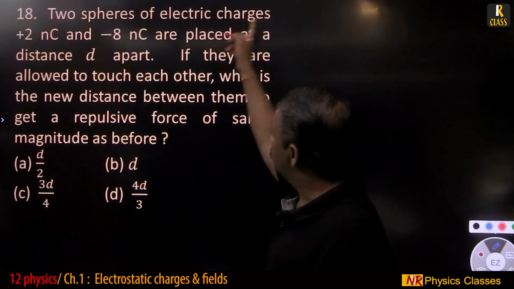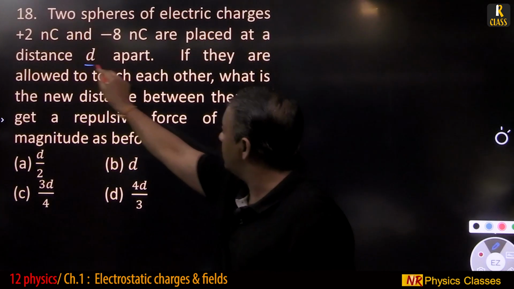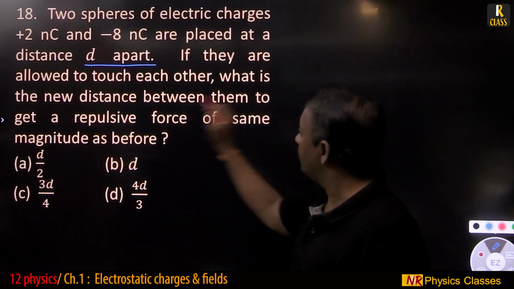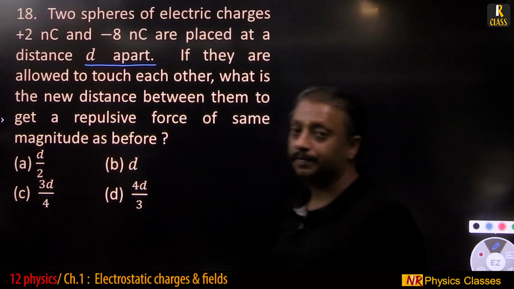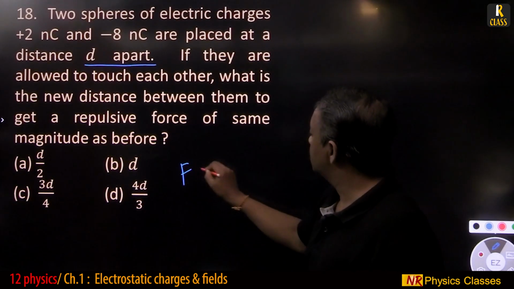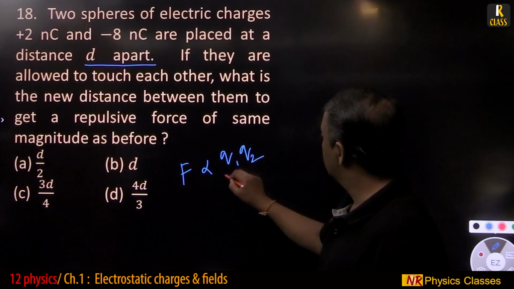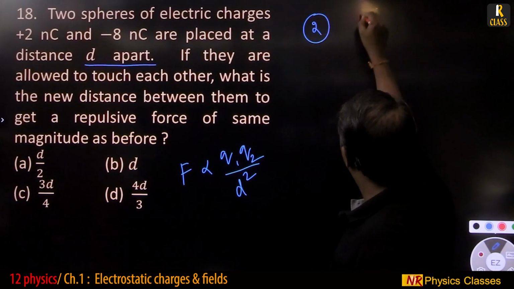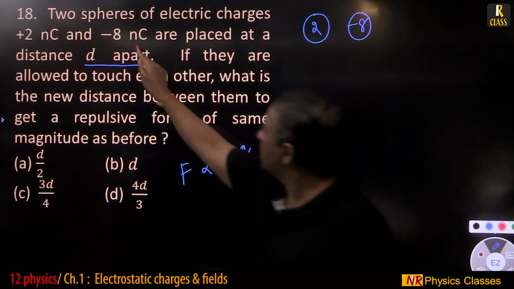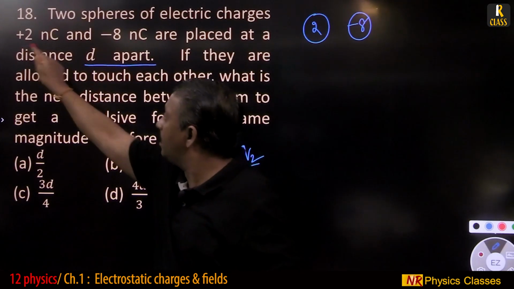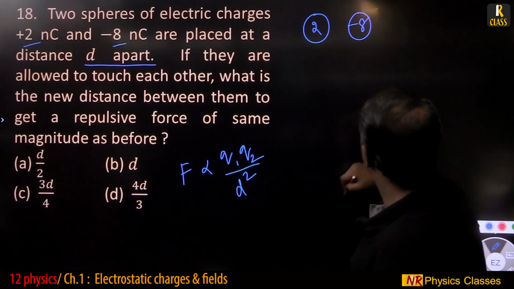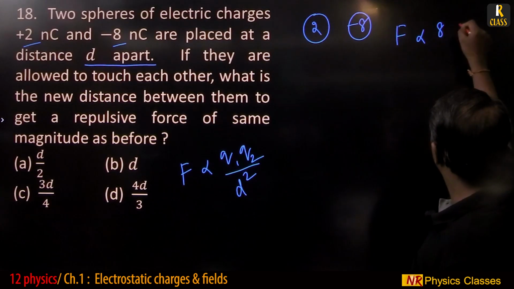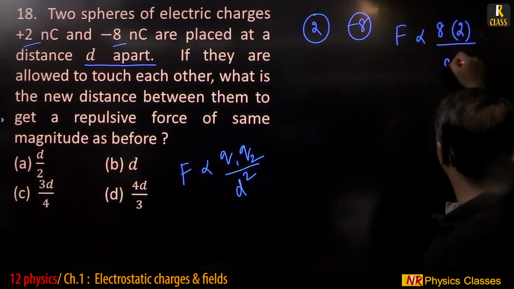Two spheres of electric charges are placed at a distance d apart. If they are allowed to touch each other, what's the new distance between them to get a repulsive force of the same magnitude? So force is proportional to the product of the charges by distance square. Fine. Initially 2 and minus 8 nano, don't worry about nano. 2 and minus 8. Then this force is proportional to the product 8 into 2 by distance square.